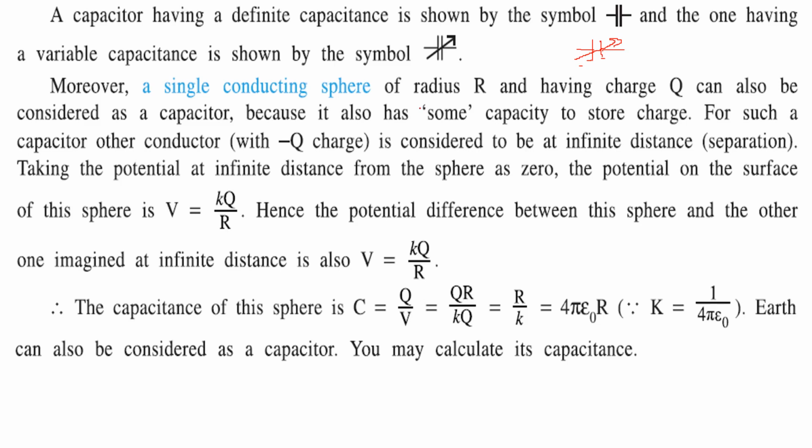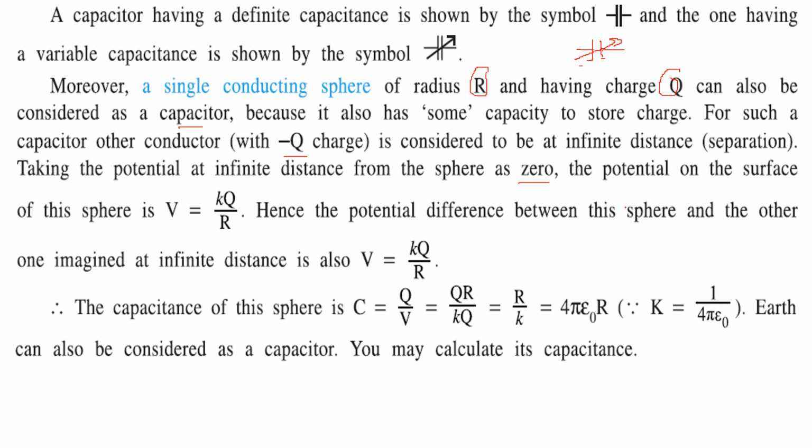A single conducting sphere, say of radius r, having, say, charge q, can also be considered as a capacitor. Why? Because it has some capacity to store charge. For such a capacitor, we consider the other conductor with charge minus q to be at infinite separation, and we take the potential at infinite distance from the sphere as 0.